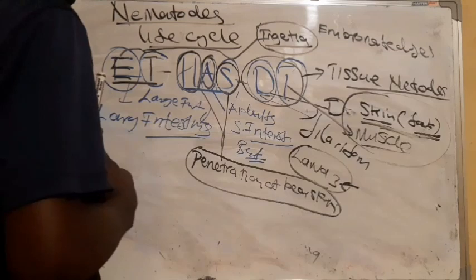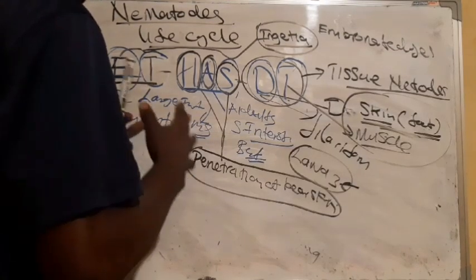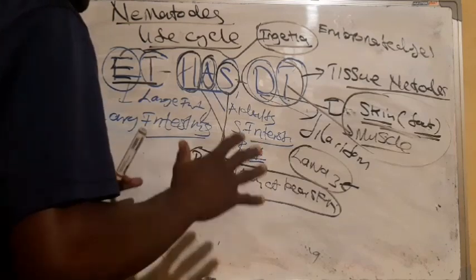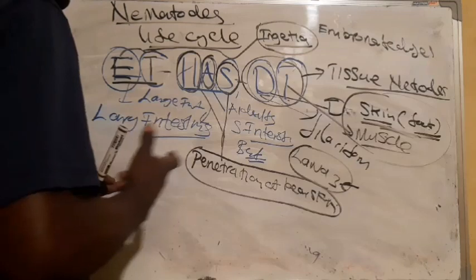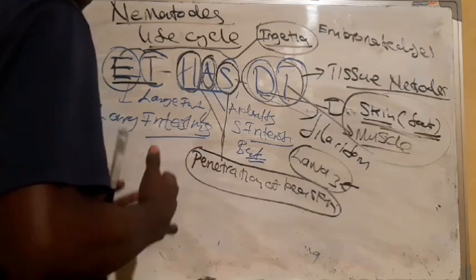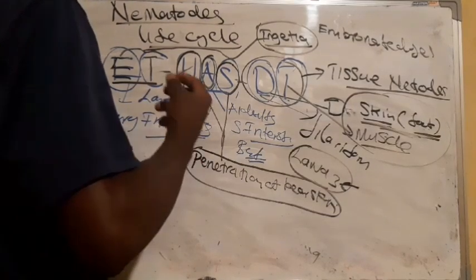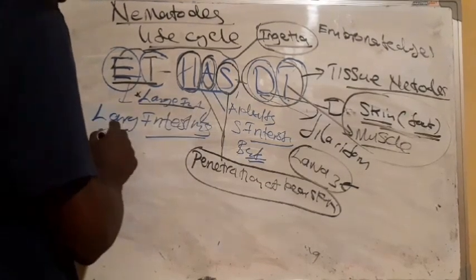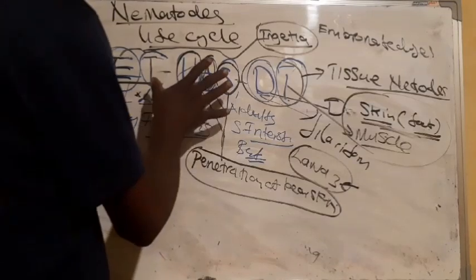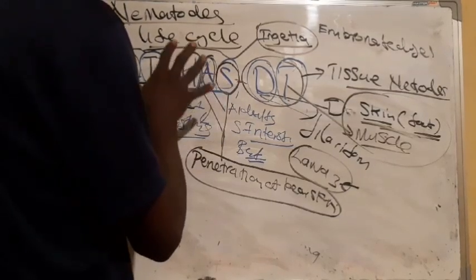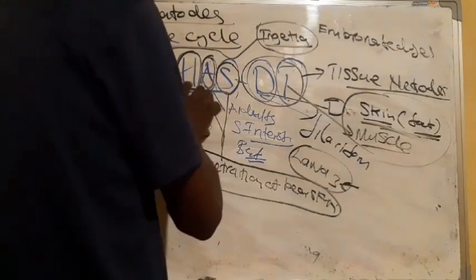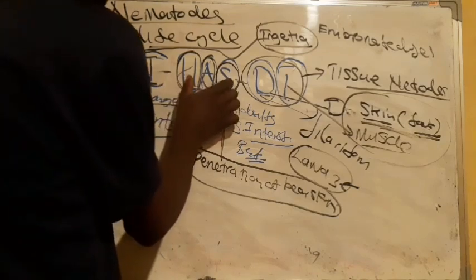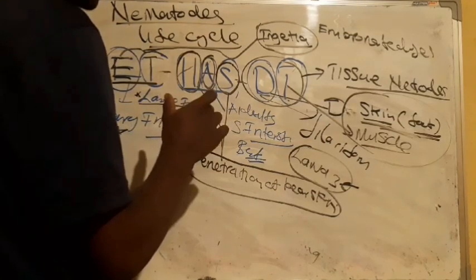We started with ET has DT. ET are completely intestinal nematodes, meaning their life cycle does not need to go to other tissues to become mature and cause the infection. After being ingested, it only travels to the small intestine and becomes mature in the large intestine. That's where it causes the infection. The next is HAS: the hookworm, Ascaris, and Strongyloides. The hookworm and Strongyloides cause infection by penetration.